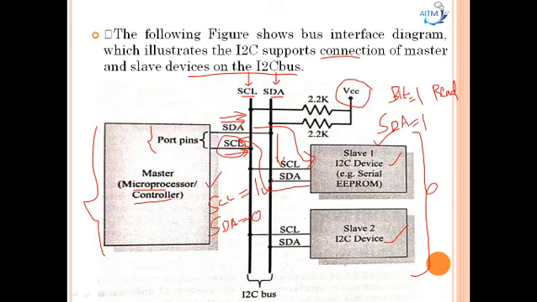The SCL clock line is also set to logical 1, SCL equal to 1. So this indicates the stop condition. This is how the master and the slave communicate with each other through the I2C bus.